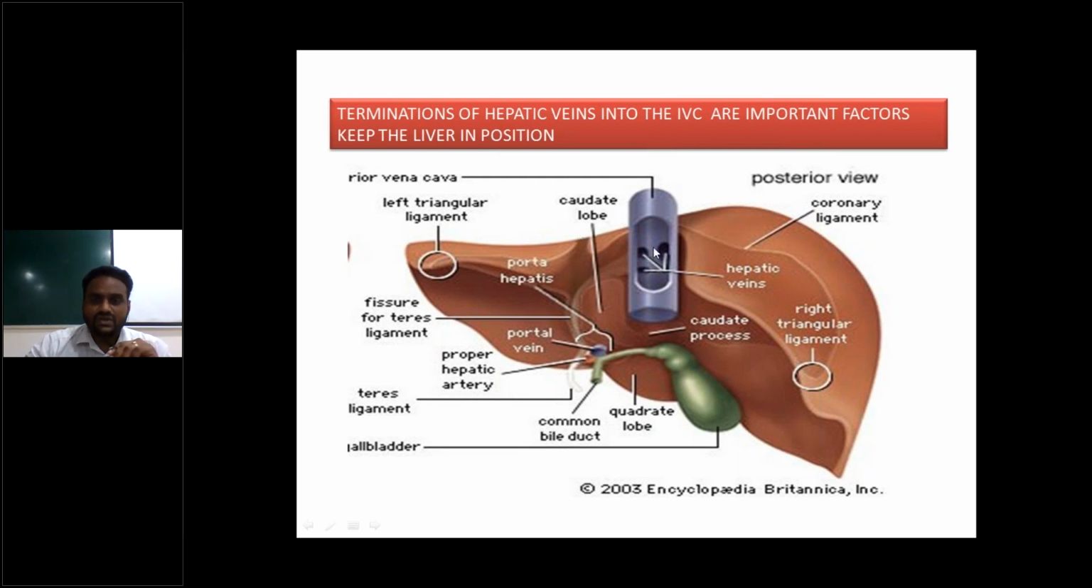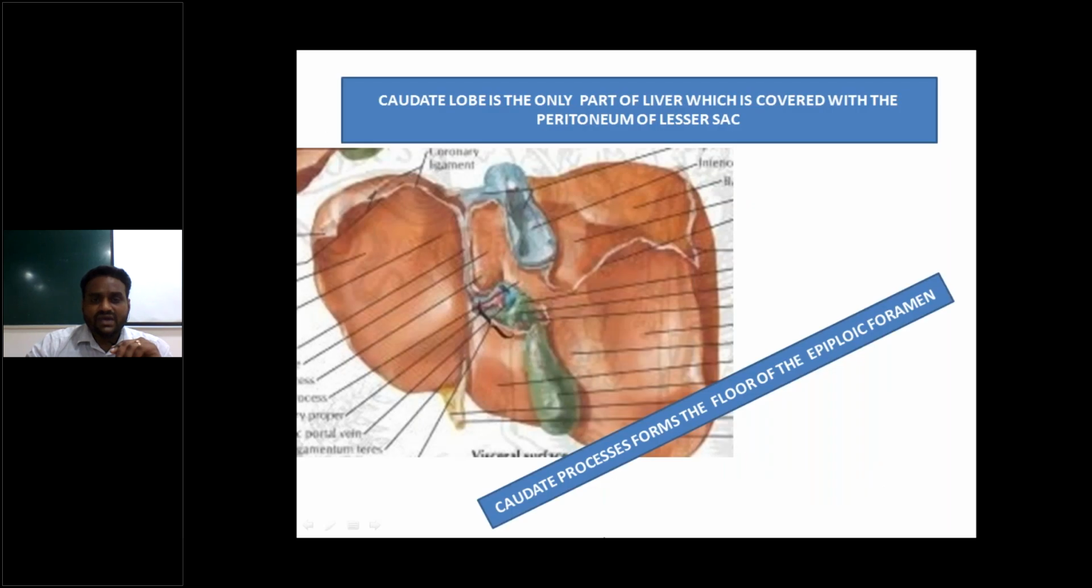Very important. So these openings keep the liver in the anatomical position. That is about the IVC. Now we come to the third feature of the posterior surface. This one with the arrow I am showing. This is called the caudate lobe of the liver.